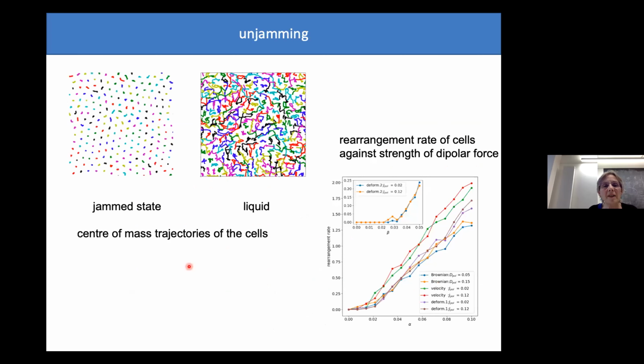This says a little bit more about this jammed to liquid transition. This is the position of the centers of the cells. This is the jammed state, this is the glassy state, and this is the liquid state, and this is really how we're defining the difference between them. Things actually move more in the liquid state. And this picture here is really the same story. It's the rearrangement rate as a function of the strength of the polarization. Again, they get stuck. And then there's a crossover, not a sharp transition, but a crossover to this liquid state. And that very much is the same thing as is seen in the Voronoi and Vertex models.